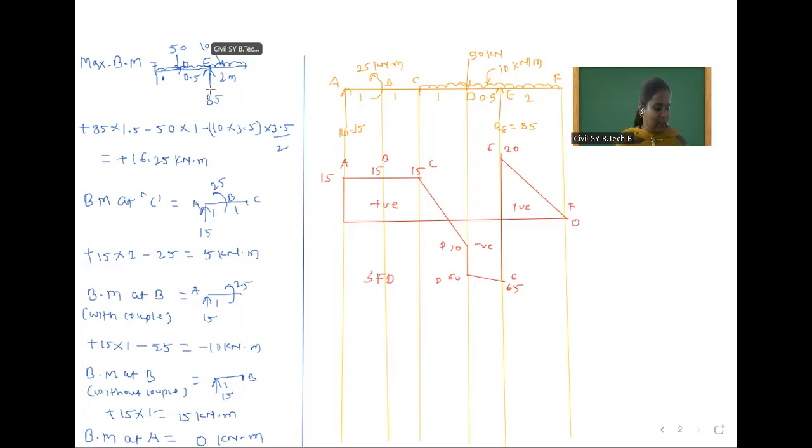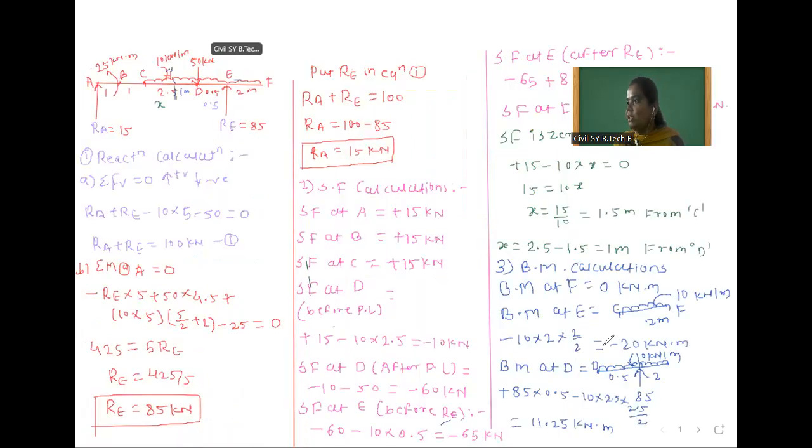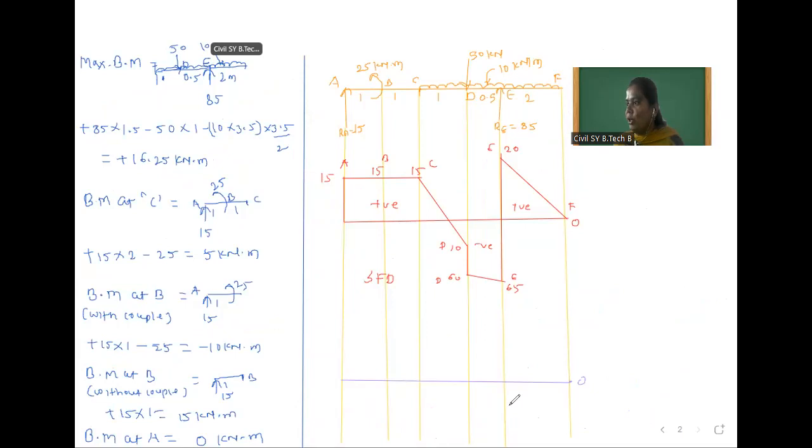So for the bending moment diagram, plus and minus values are there, so we have to draw above and below the baseline. First we will mark the baseline, and according to this we will draw. So you start from this F point, bending moment at F is equal to 0. After that, bending moment at E is minus 20, so below the baseline, minus 20.